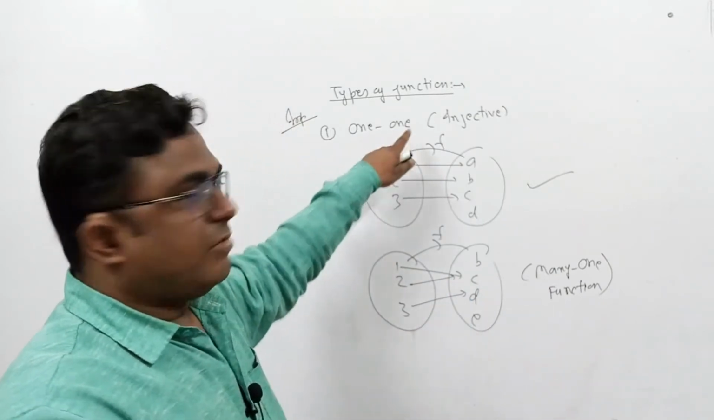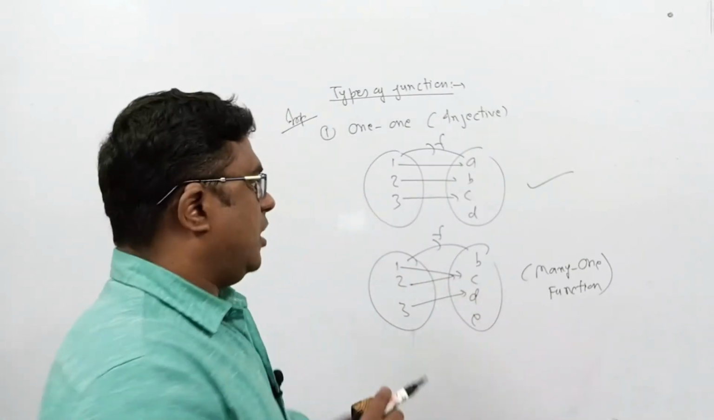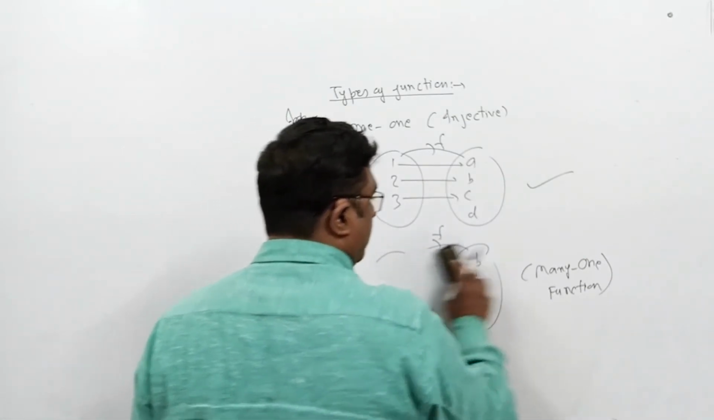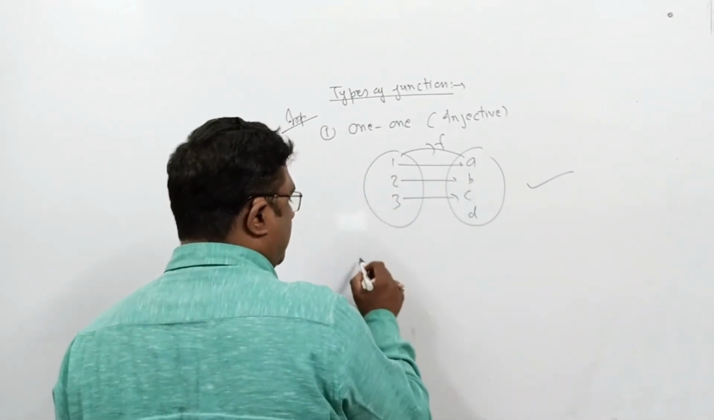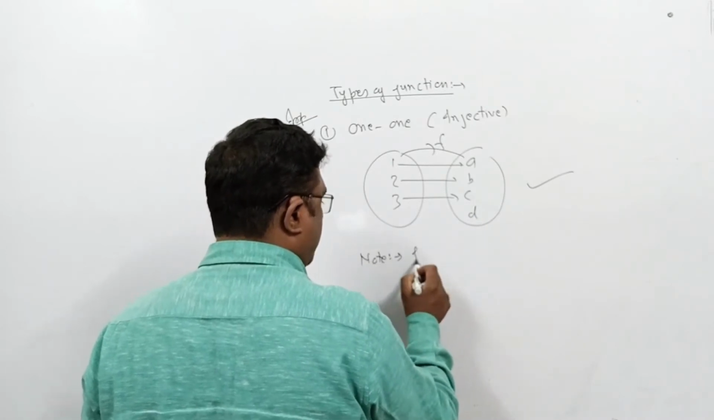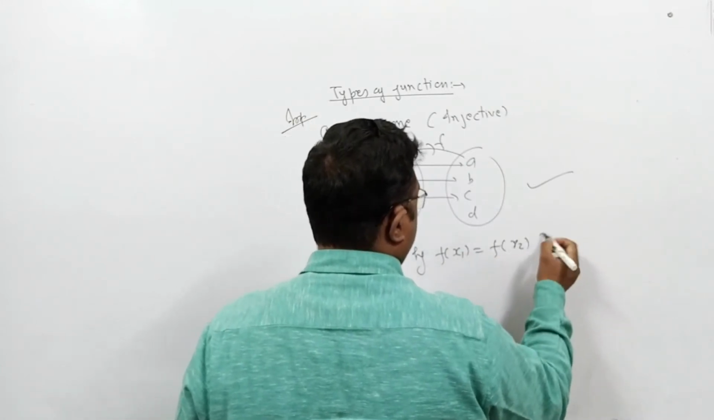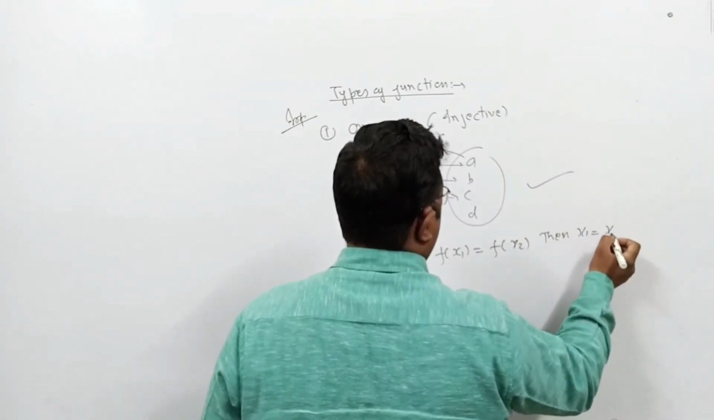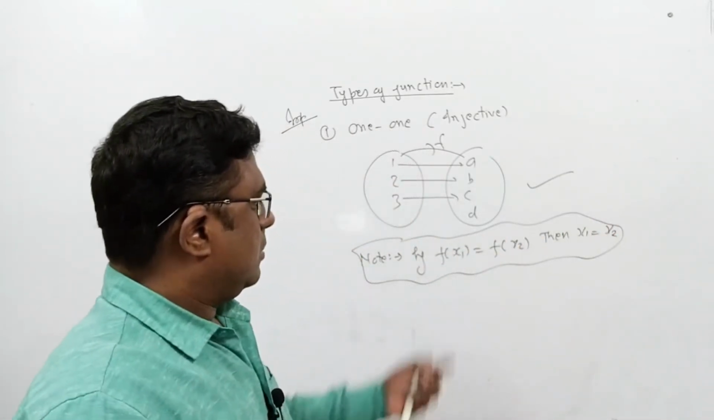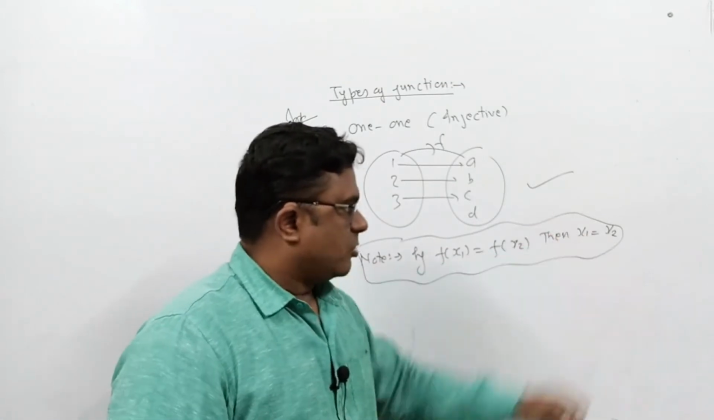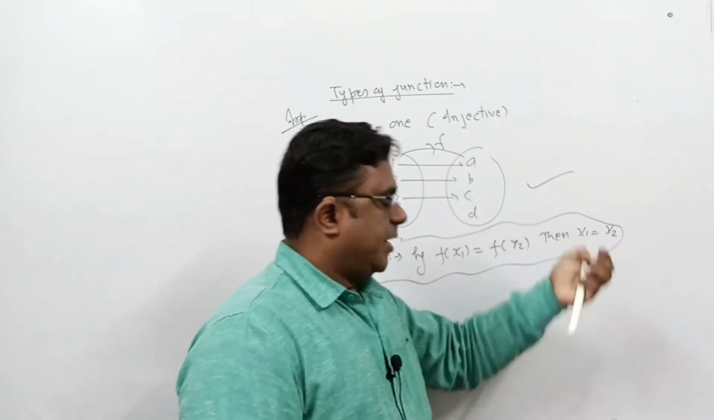And what is the meaning of a one-one function? That different elements have different images. Then it is one-one, and if it is not one-one, then we call it many-one. For a one-one function, you must remember this condition: if f(x1) is equal to f(x2), then x1 is equal to x2. In language, its meaning is if images are the same, then elements are also the same.